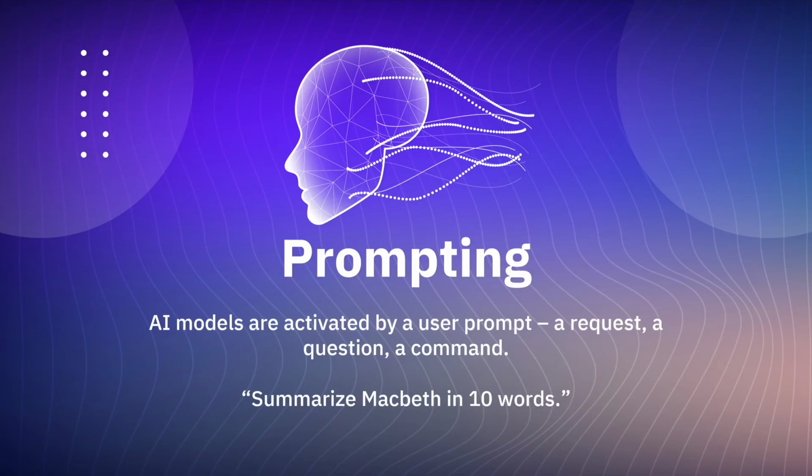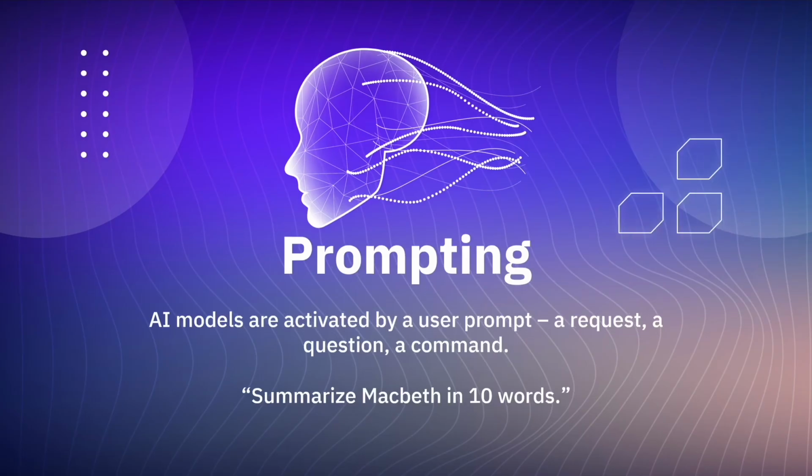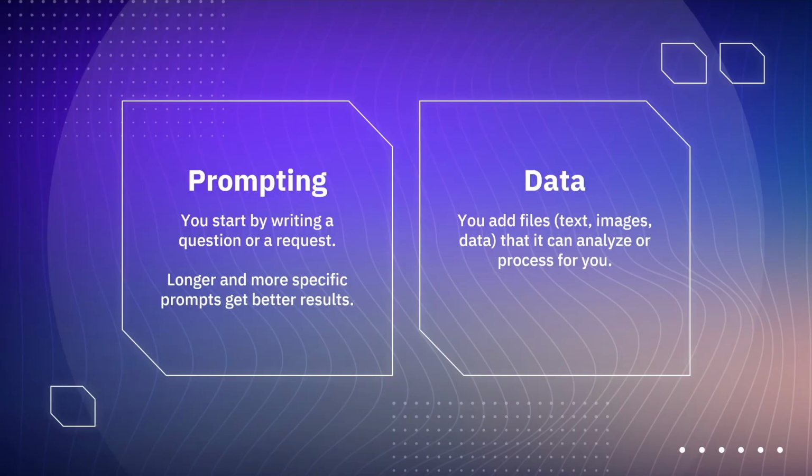Now, we will be talking a little bit more about prompting throughout the course, but I would like to give a couple of important tips that could help you. And before we get into these tips, we have to understand that AI relies on two main things from the users. One of them is the prompts. You basically start the conversation by writing a question or a request, as we said, but the longer and more specific these prompts are, the better the results that you get, okay?